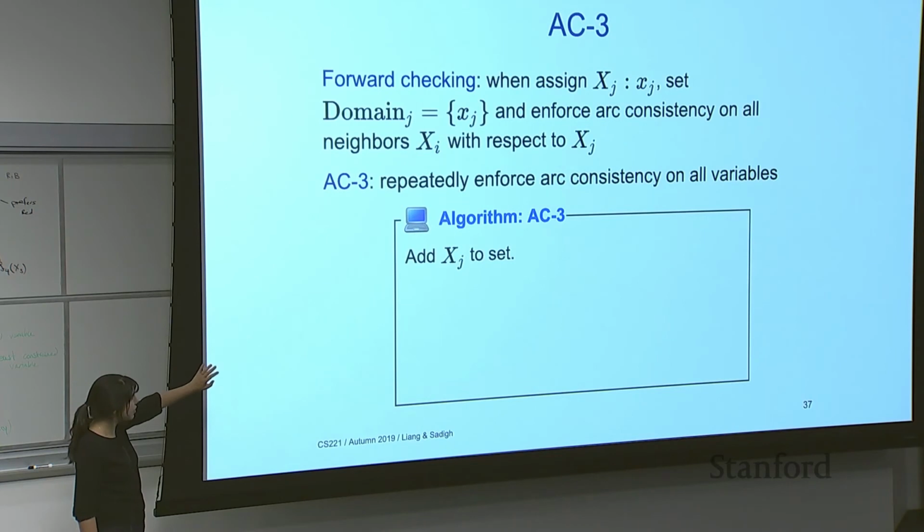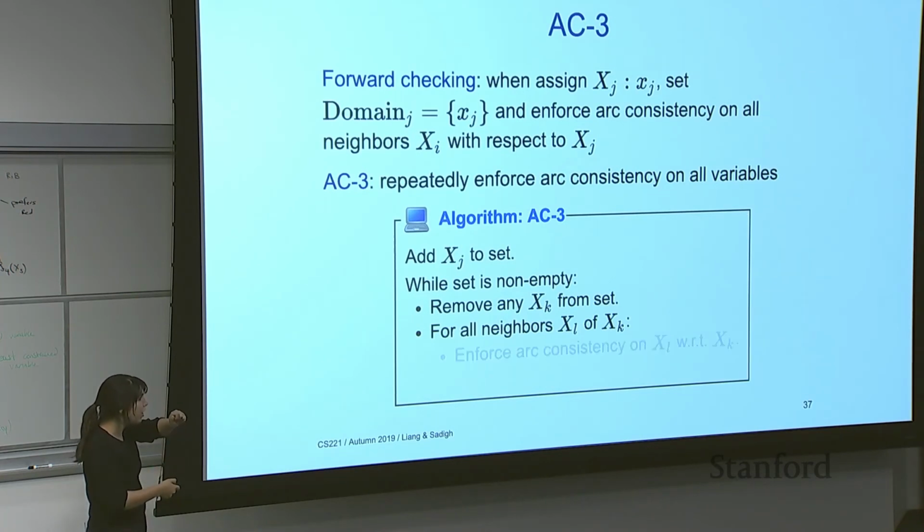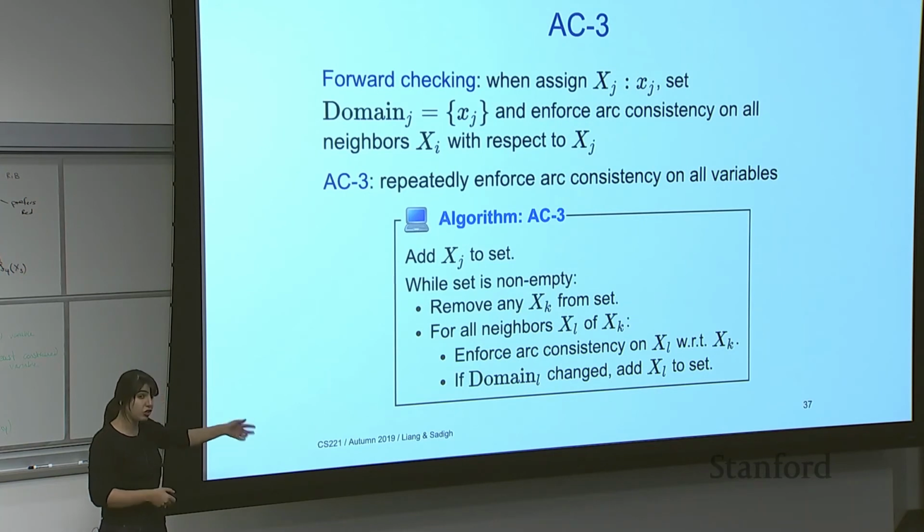So what it does is you're going to add xj to your set. Then while the set is not empty, you're going to remove an xk from that set. And for all neighbors, let's call them xl, of this xk that you have picked, you're going to enforce arc consistency on xl with respect to xk. Okay? And then if the domain of xl is changed, you're going to add it back in. And that's what we were doing in this previous example. We kept adding the nodes back in.